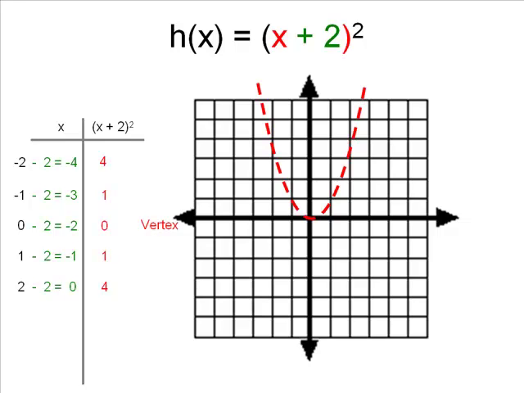So these are our new x values, and these are the values that are going to cause our parabola to be shifted to the left 2 units. So our new points, negative 4, 4, negative 3, 1, negative 2, 0, negative 1, 1, and 0, 4 will be the points we use for our new parabola. And this is our graph shifted 2 units to the left.